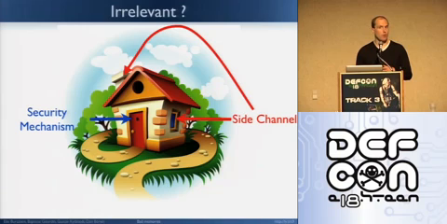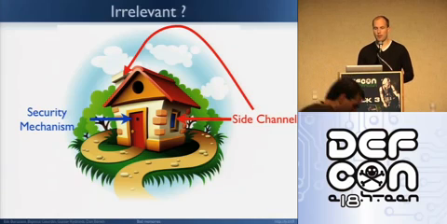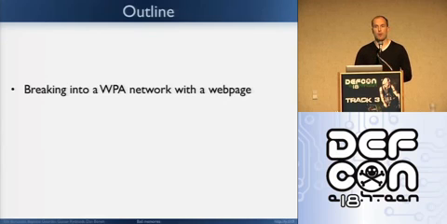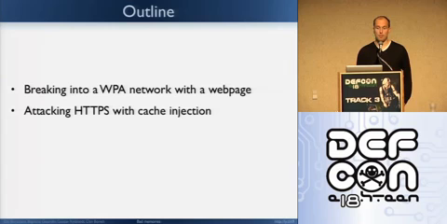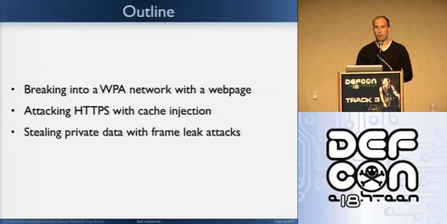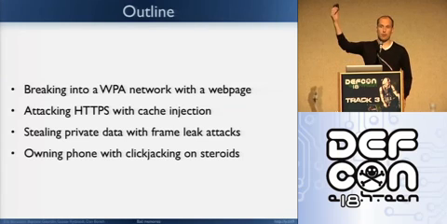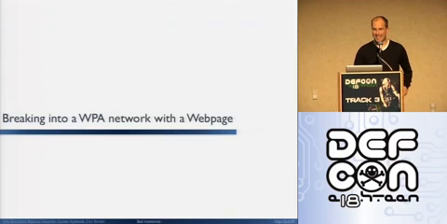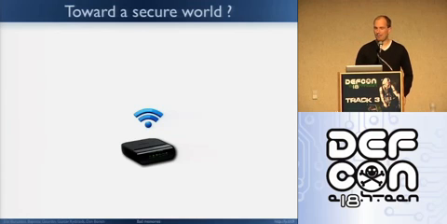Now what we're going to tell you is not about Wonderland, it's about real security. So we have 4 different stories in this talk. The first one will be how you can actually break into a WPA network from a web page. The second one will be how you can attack HTTPS with cache injection. The third one will be how you can steal private data with what we call the frame leak attack. And the fourth one will be how to attack this guy, the smartphone, with a new generation of clickjacking.